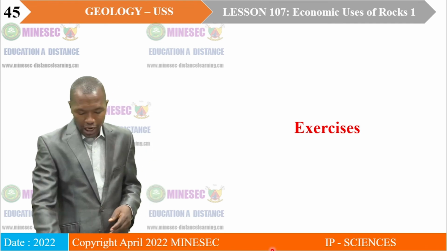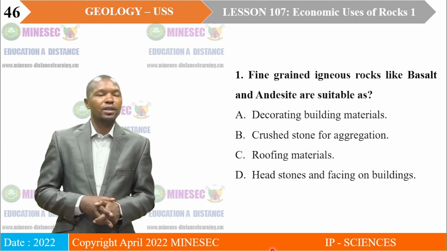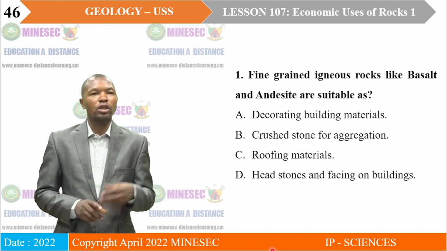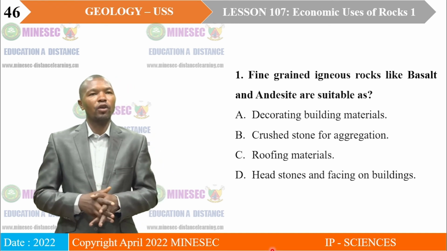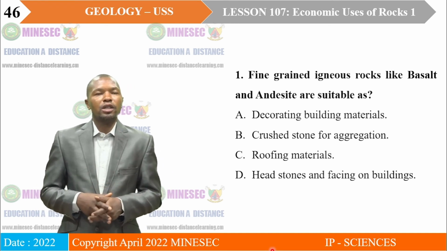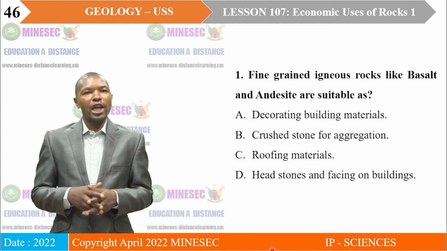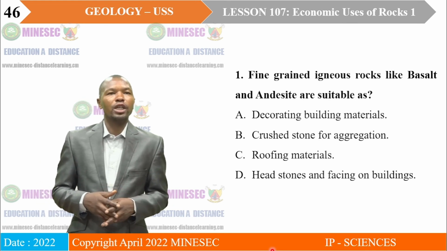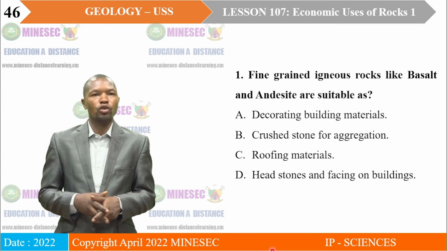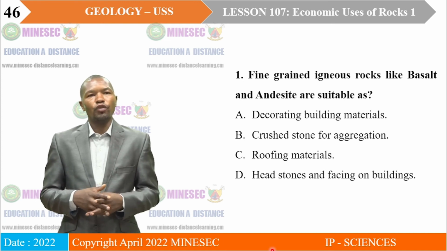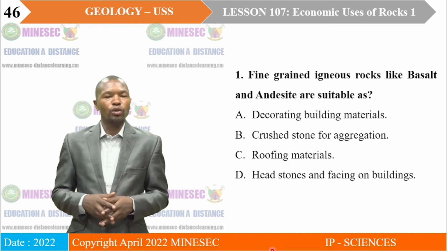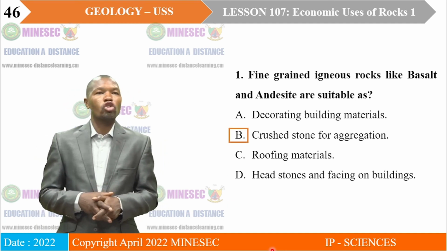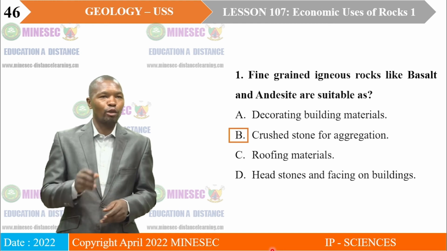We'll get into some exercises. As we go through the exercises, you should be able to give a strict answer to the problem we raised at the beginning of the lesson. Now, one: fine-grained igneous rocks like basalt and andesite are suitable as A, decorating building materials, B, crushed stone for aggregation, C, roofing materials, and D, headstones and facing on buildings. Our correct answer is B, crushed stone for aggregation. Remember that they are fine grained.